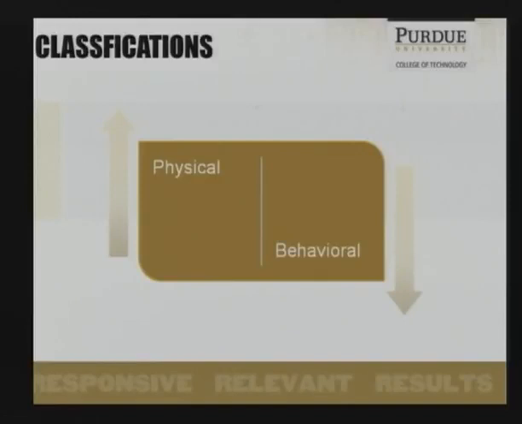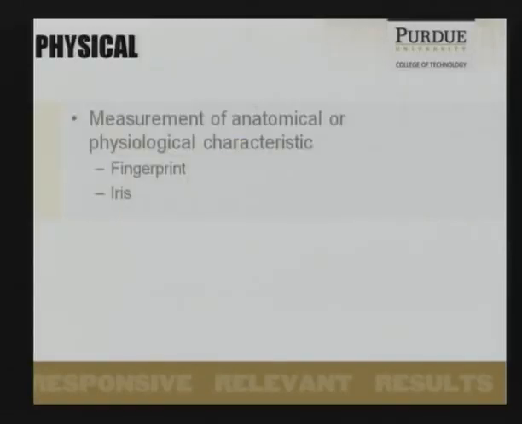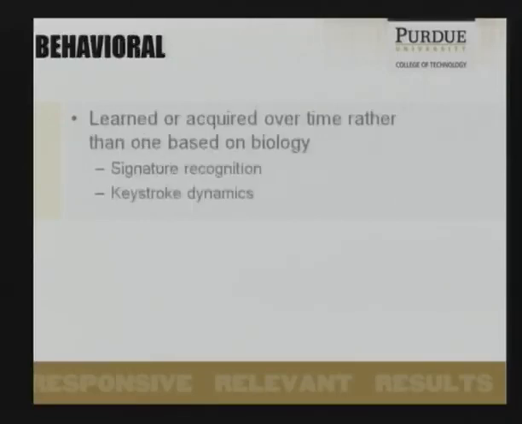In terms of classifications, there are 2 main types of biometrics that we're interested in, physical and behavioral. And so with the physical side, fingerprint and iris, something that I can actually measure from my body. And the other side, the behavioral side, is signature, keystroke dynamics, how I type, how I sign. And in some cases, I sign differently depending on the level of ceremony.